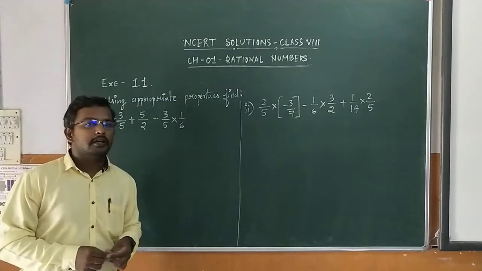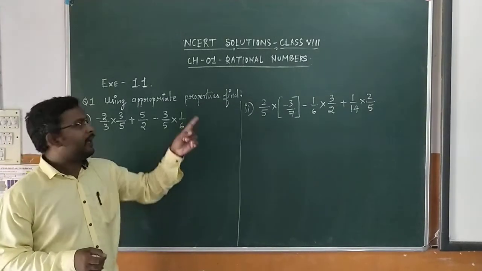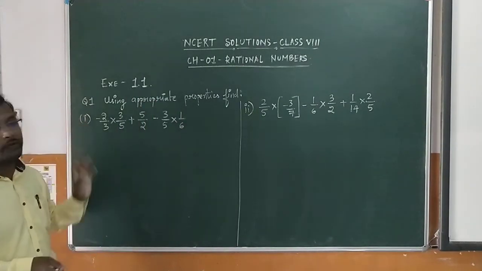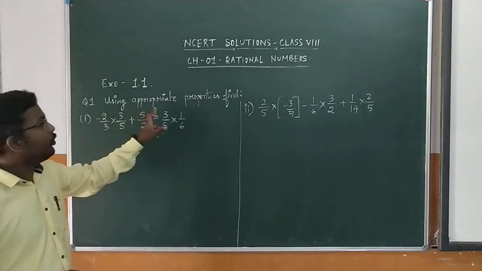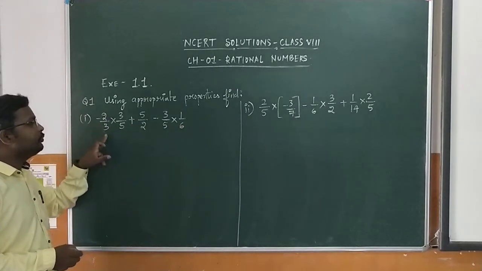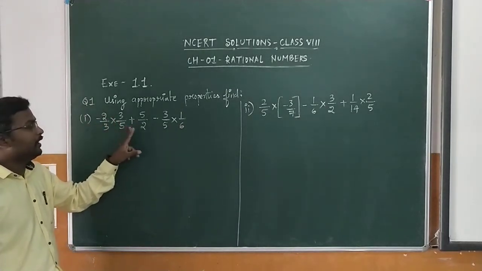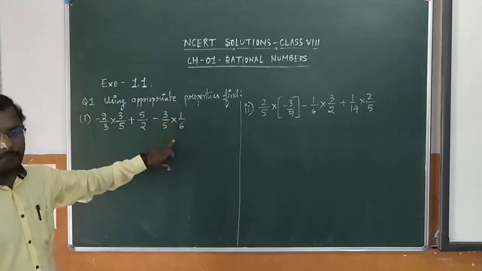Good morning class. Today we will be discussing 8th class rational numbers exercise 1.1 question number 1. In this question, they have given: using appropriate properties, find the first one: minus 2 by 3 into 3 by 5 plus 5 by 2 minus 3 by 5 multiplied by 1 by 6.